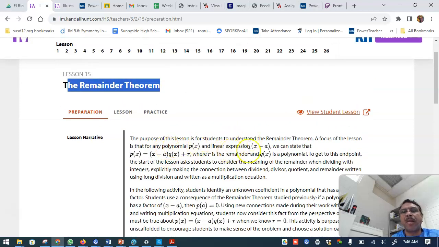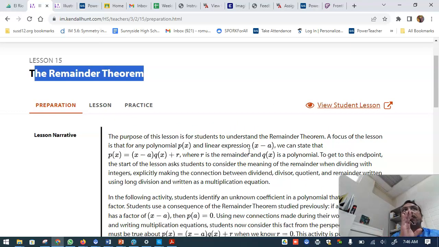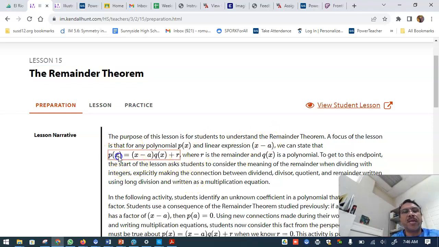That means if there is a polynomial p(x) and it is divided by x minus a, the quotient is q(x) and r is the remainder. The same remainder r can be found by just plugging in x equals a here. That will give a minus a, 0, and you get the remainder.